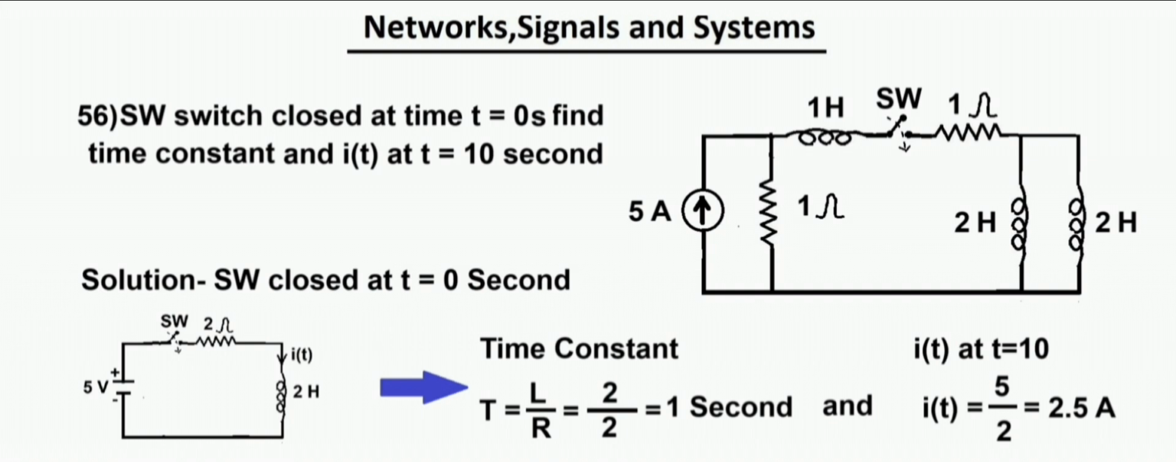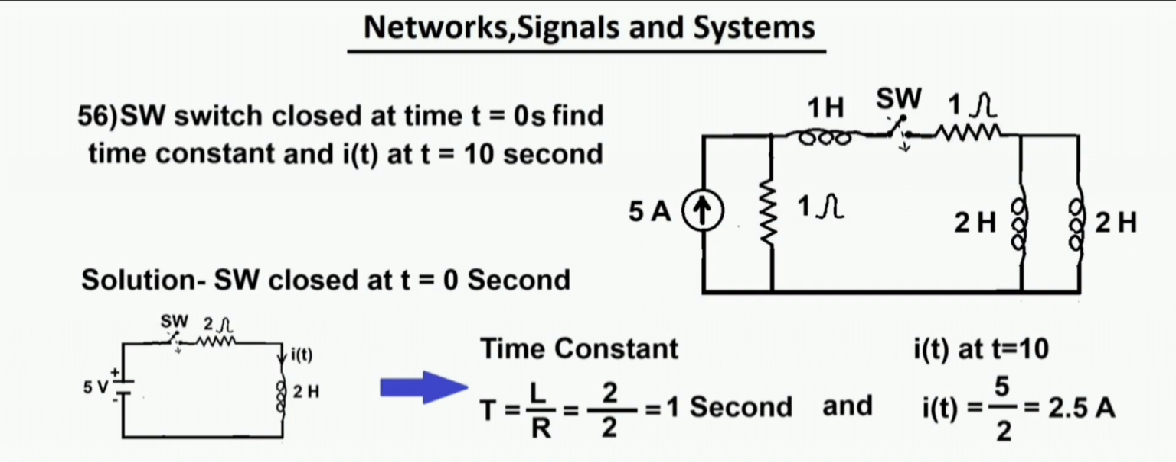So we redraw the circuit and convert the 5 ampere current source into a voltage source. So the total equivalent inductance equals 2 Henry and the total equivalent resistance equals 2 ohm. So the time constant T equals L upon R equals 2 upon 2 equals 1 second.